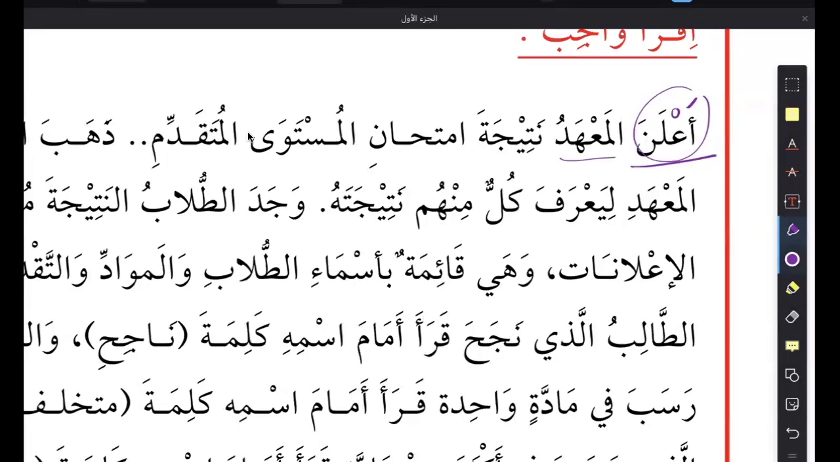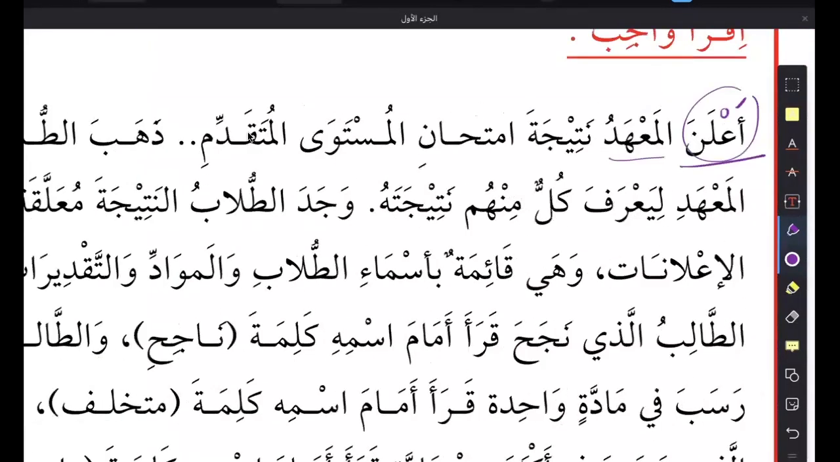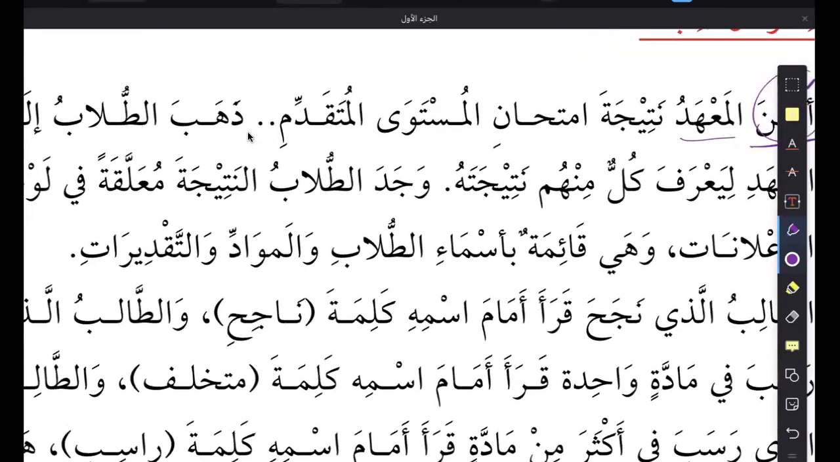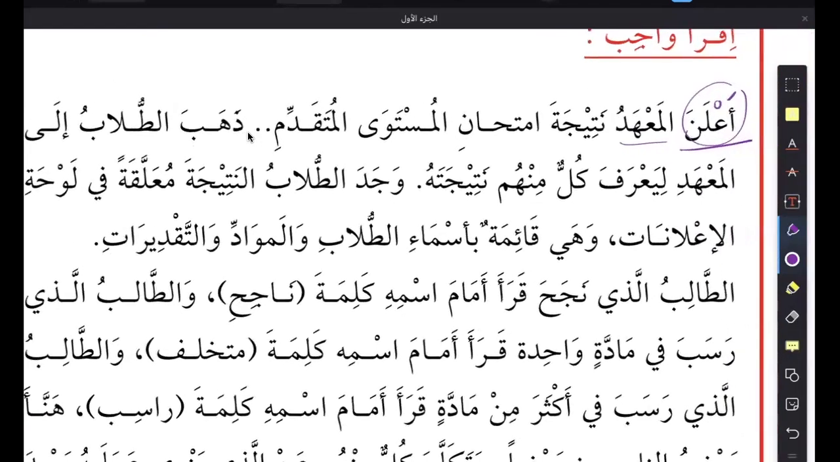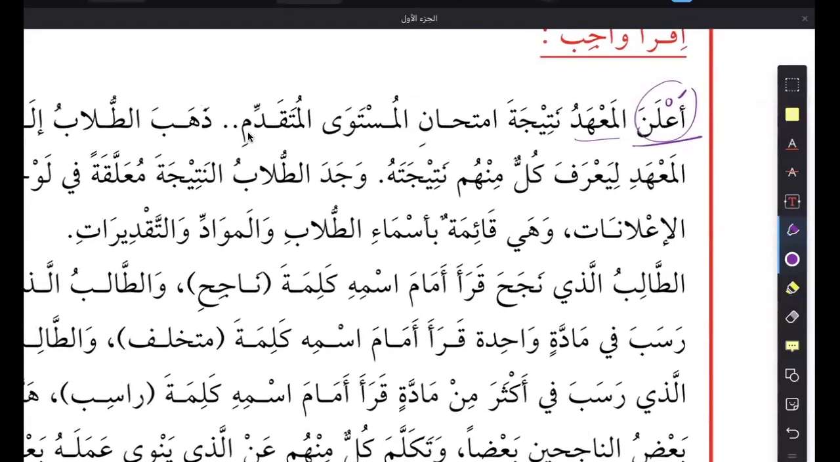So natija, we know all of these things we had in last lesson, the result of the exam of the advanced level. ذهب الطلاب إلى المعهد. The students went to the institution.